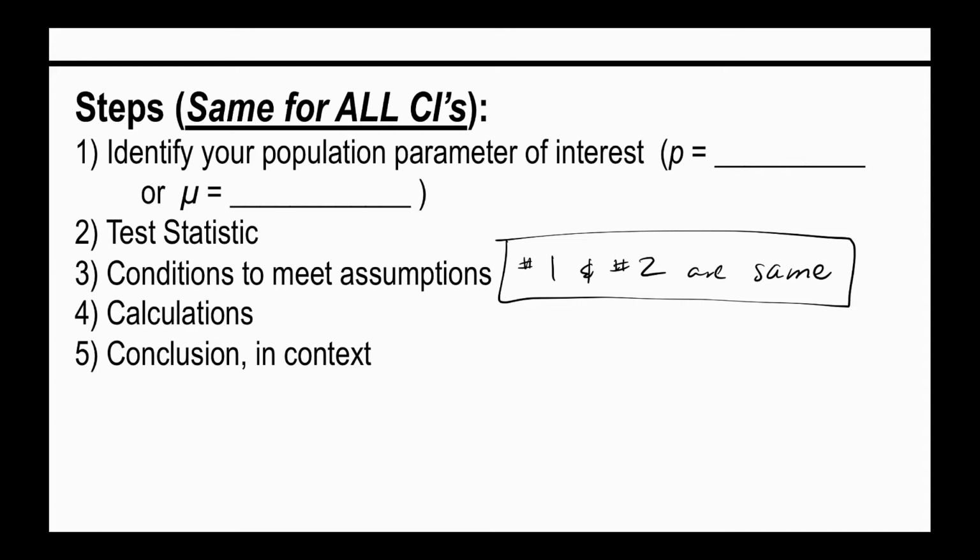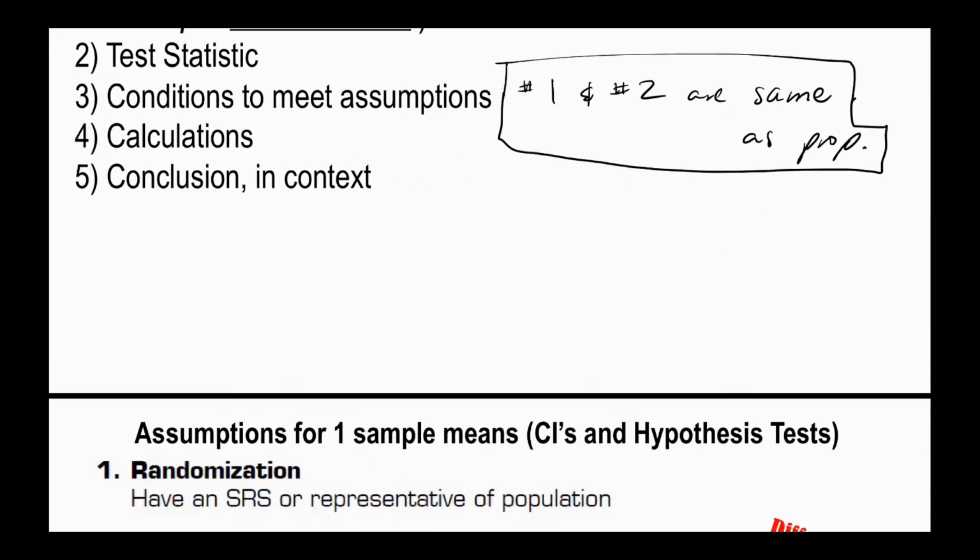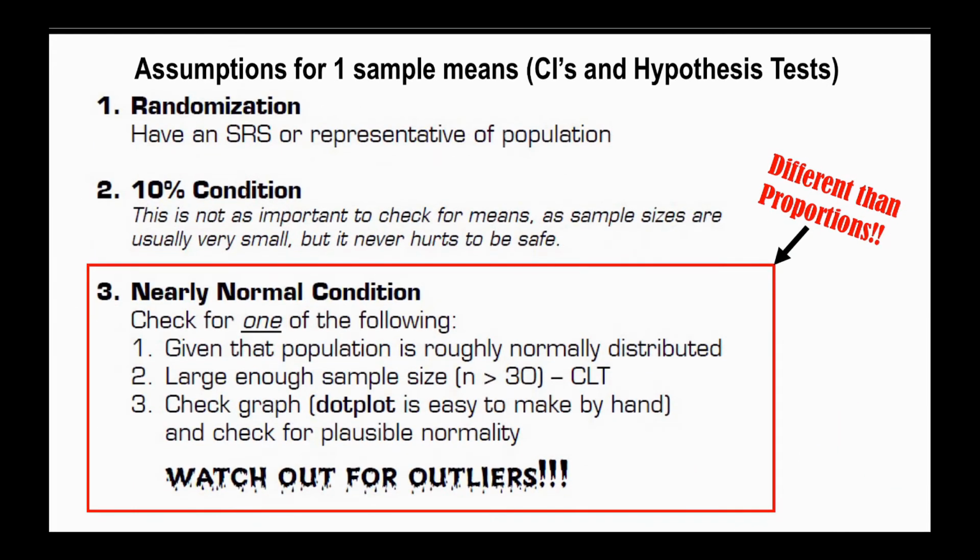Nothing's changed from proportions. The only thing that's changed is number 3. For number 3, we don't do n times p is greater than or equal to 10, n times (1 minus p), because we don't have p's. So what do we do? Here's all 3. Numbers 1 and 2, like I said, are the same. Number 3 is different. We have 3 options for normality.